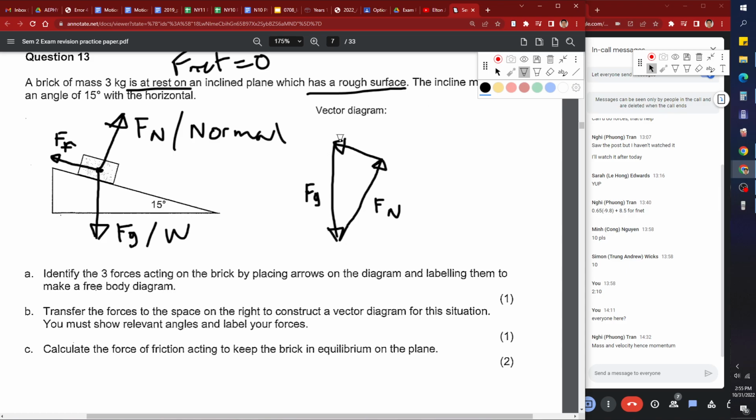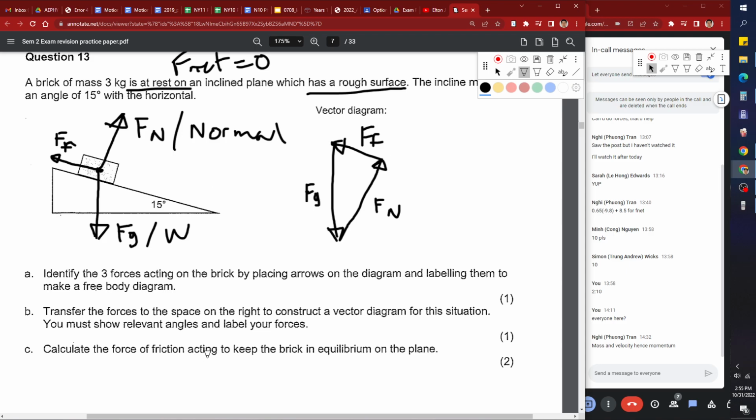We're adding them up. Net force is 0, so you start here, go all the way there, and you go back to there. That means 0. There's no change in the force. Okay, that's it. Friction. That's it.